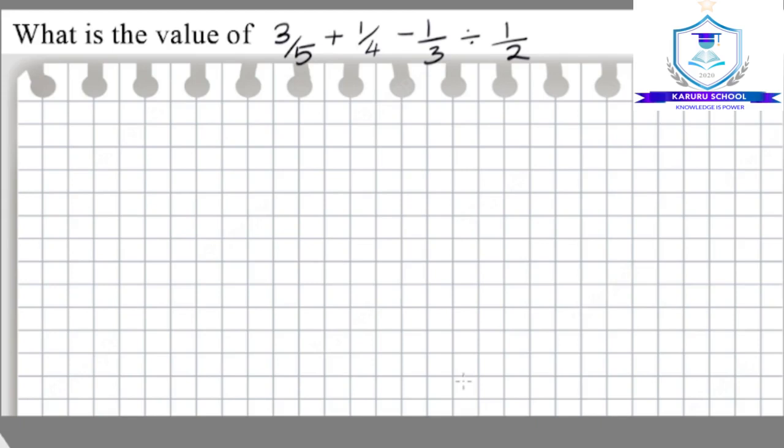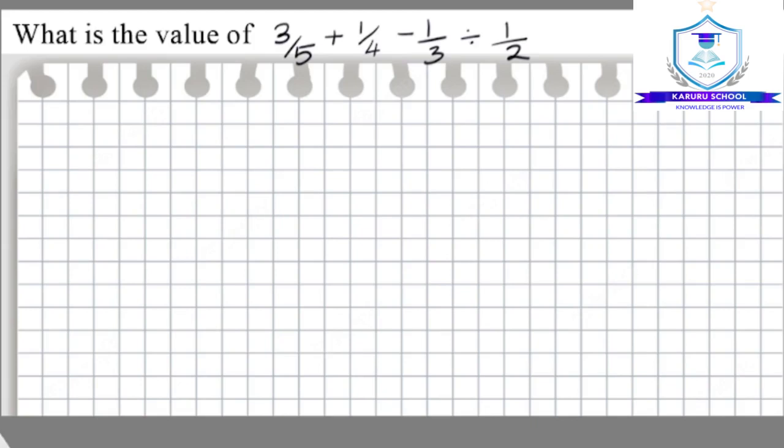In today's presentation, we are going to tackle the following question. What is the value of 3 over 5 plus 1 over 4 minus 1 over 3 divided by 1 over 2? This is a question that requires the use of BODMAS.